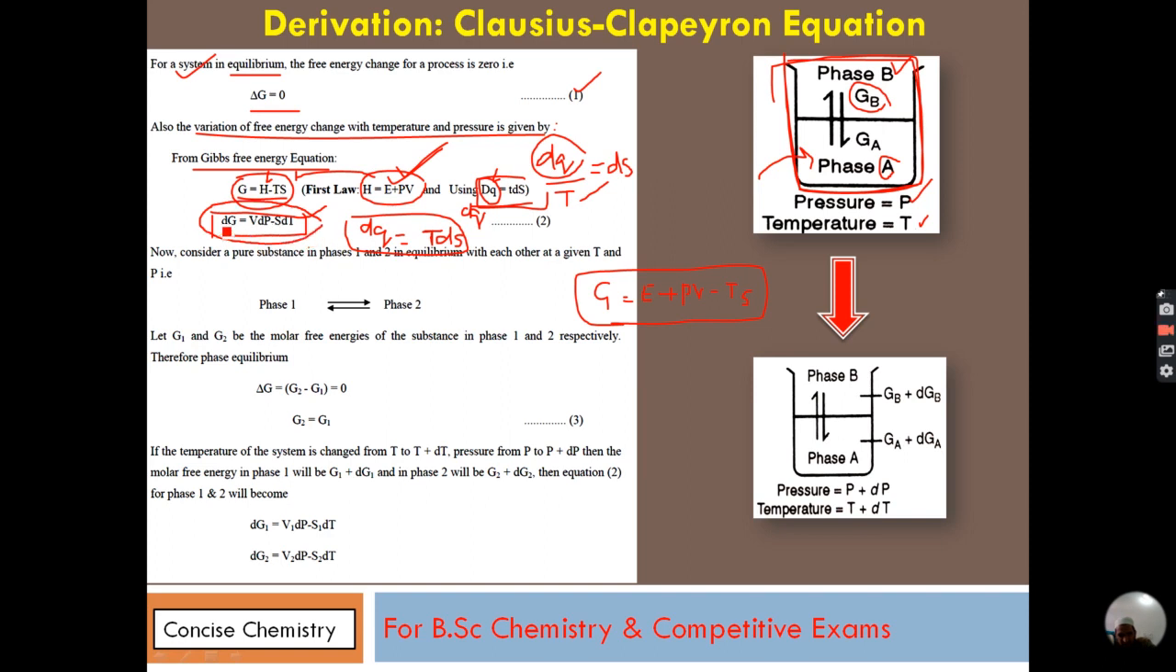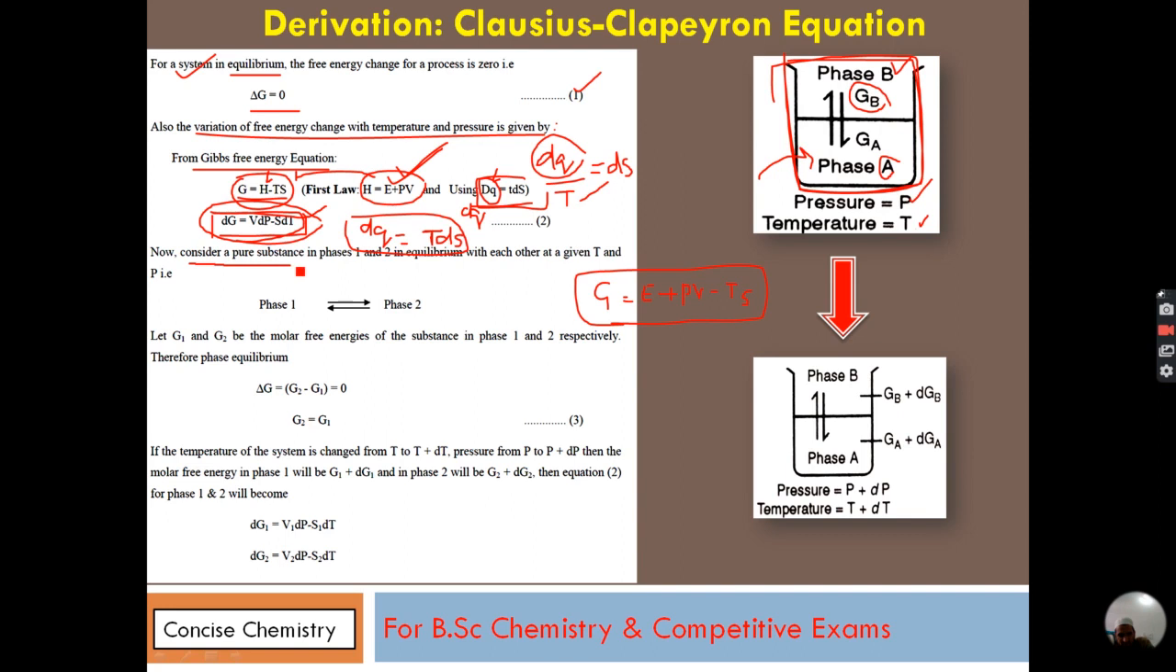dG, small change in the free energy, is product of volume and small change in the pressure minus entropy and small change in the temperature. ठीक है? So please remember this relation. This is a very, very important relationship for solving many numerical problems. dG is equal to VdP minus SdT. ठीक है? Now इससे हम derive करेंगे Clausius Clapeyron equation.